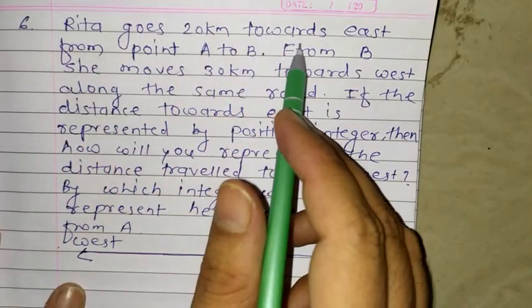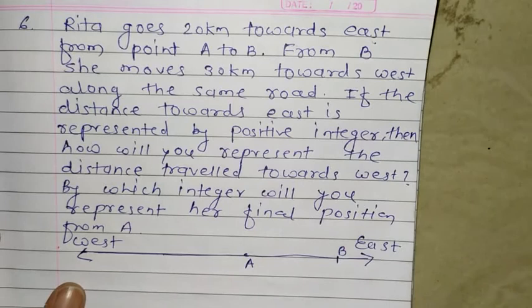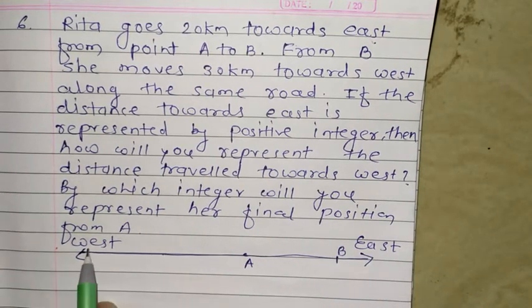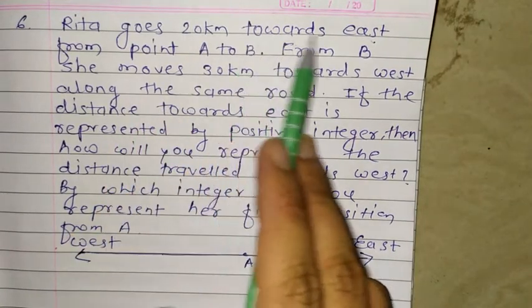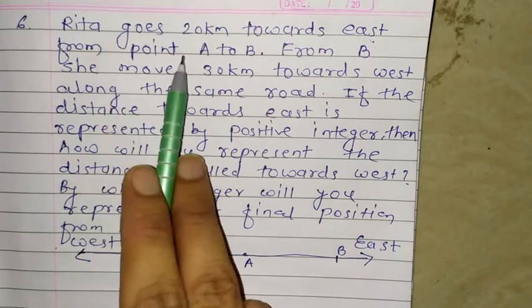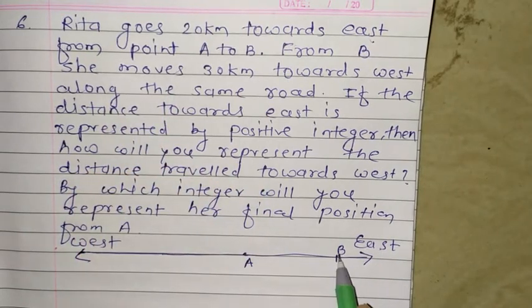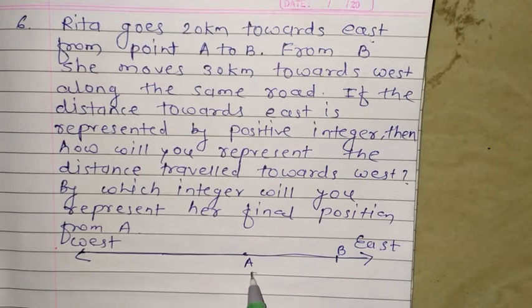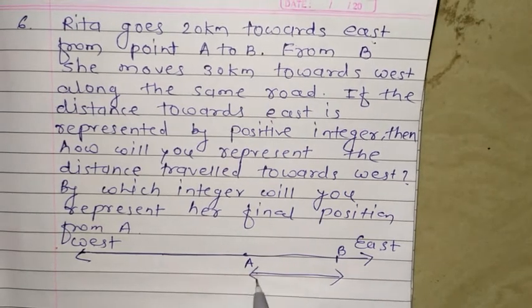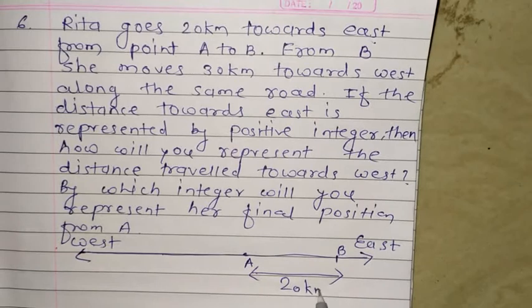Rita goes 20 km towards east. So you should know the direction first. East, it is given in the question itself. West, east. What have they given? 20 km toward east from A to B. How many kilometers? 20. So this distance is 20 kilometers.